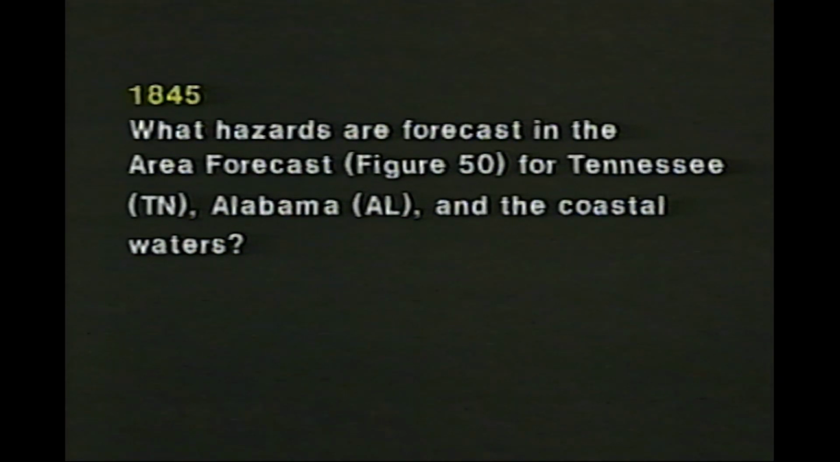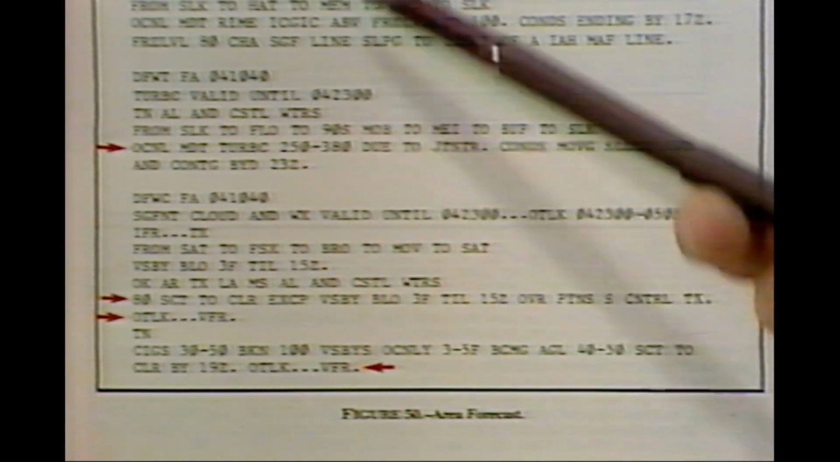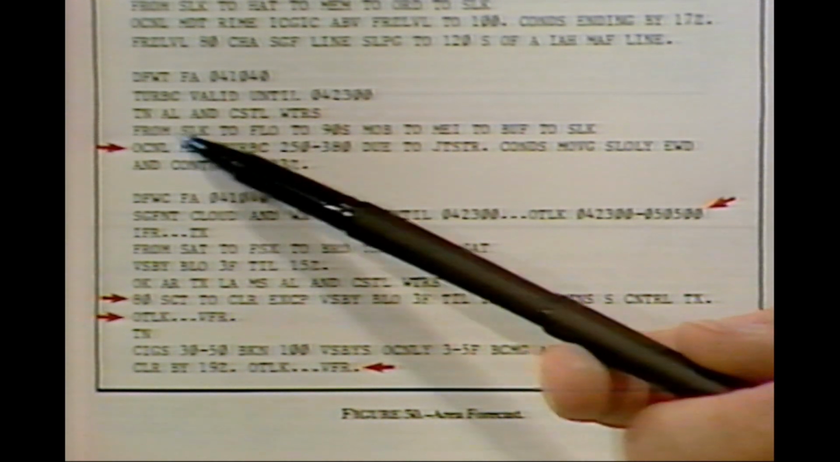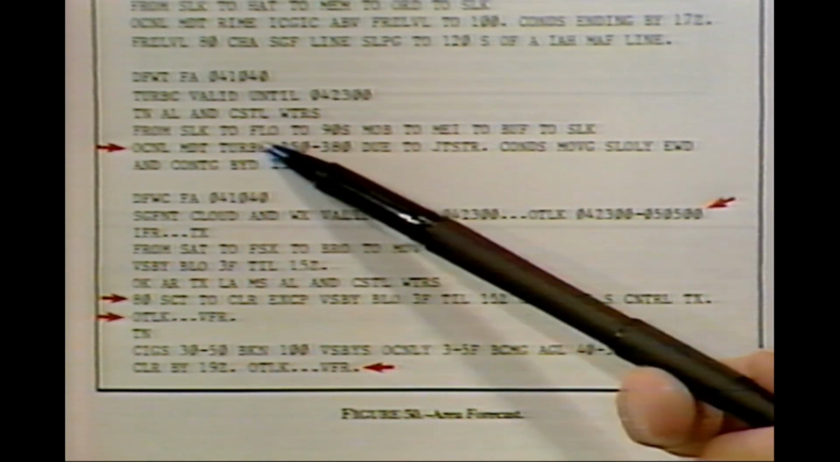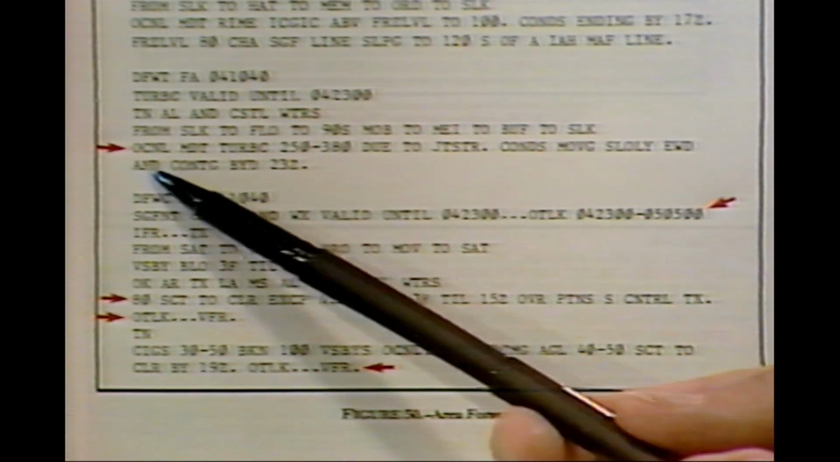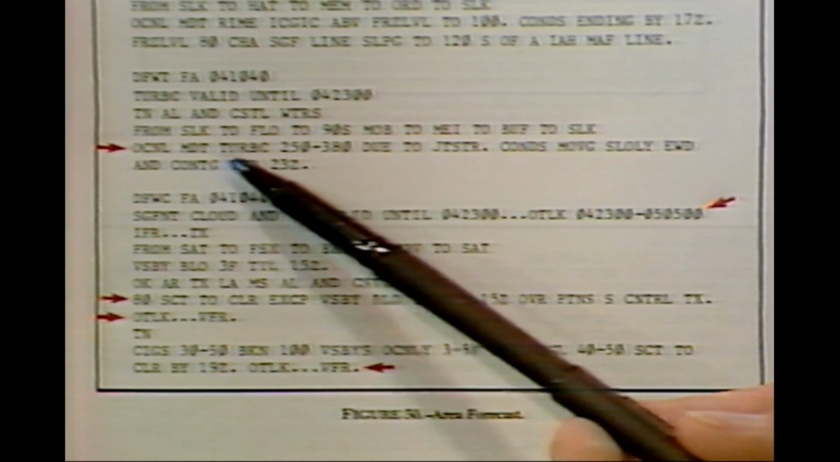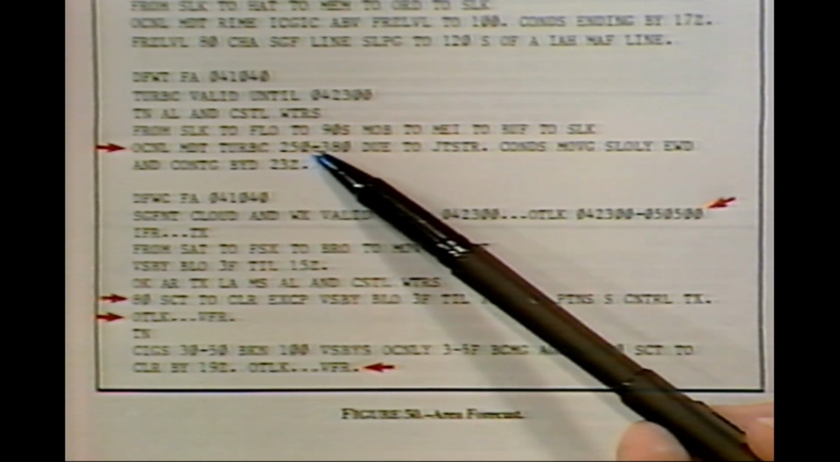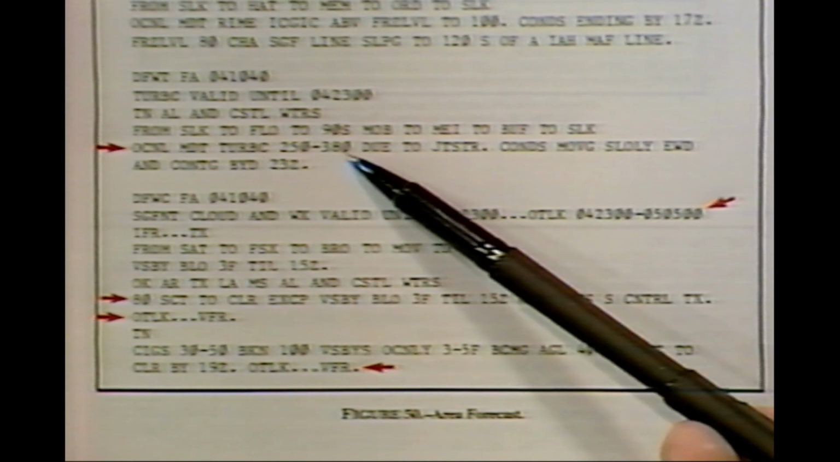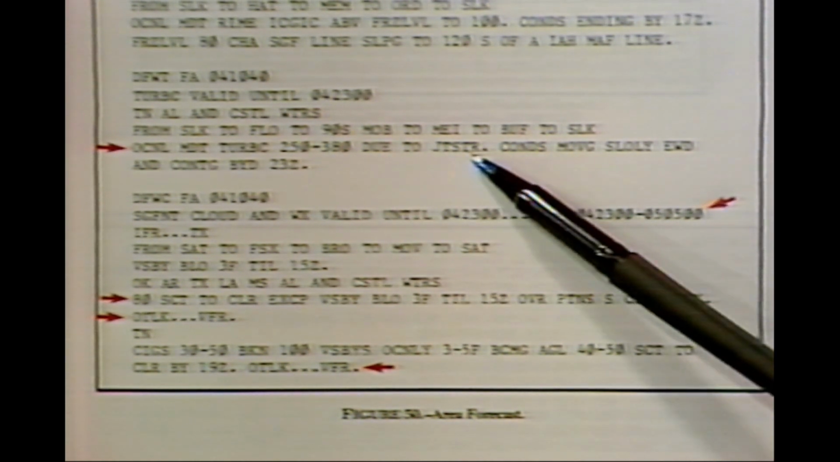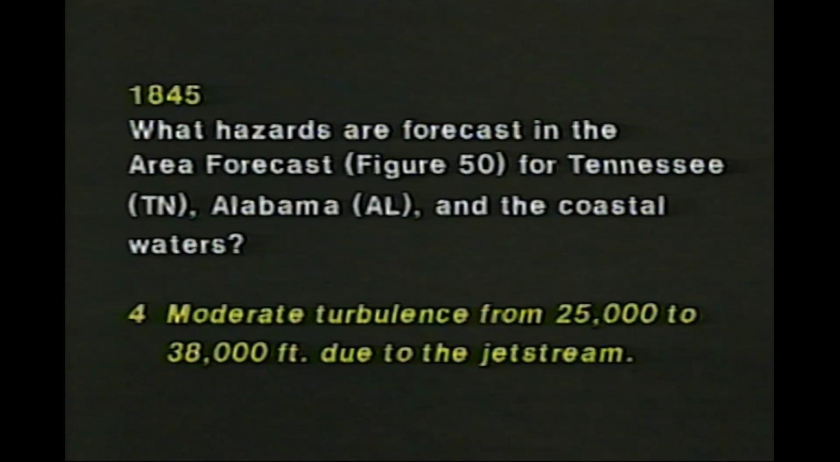What hazards are forecast in the area forecast, figure 50, for Tennessee, Alabama, and the coastal waters? Well, looking at our area forecast, figure 50, we see an area here that talks about Tennessee, Alabama, and the coastal waters. So we know we're in the right section for answering this particular question. And a couple lines in, it says occasional moderate turbulence, 250, that's 25,000 feet, to 380, 38,000 feet, due to the jet stream. So that answer is found in number 4, moderate turbulence from 25,000 to 38,000 feet due to the jet stream. Question 846.